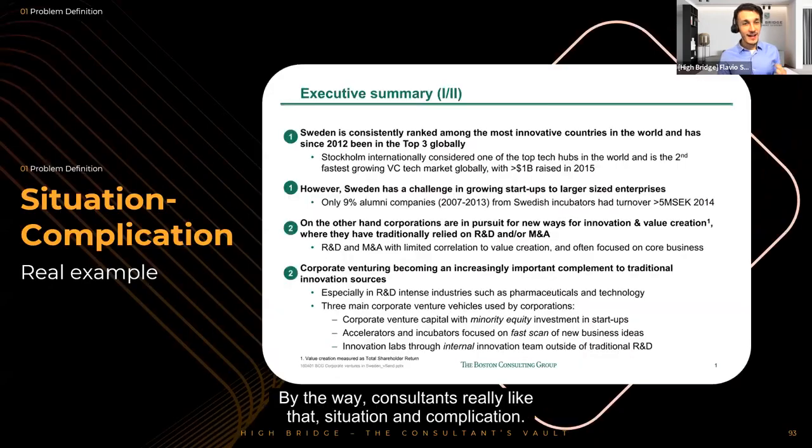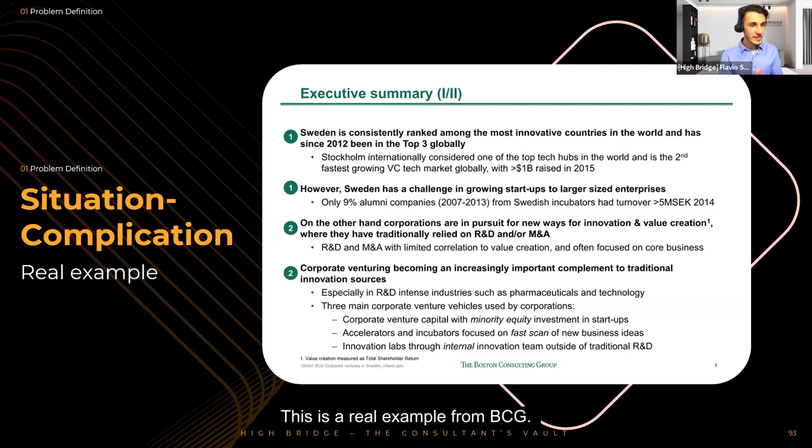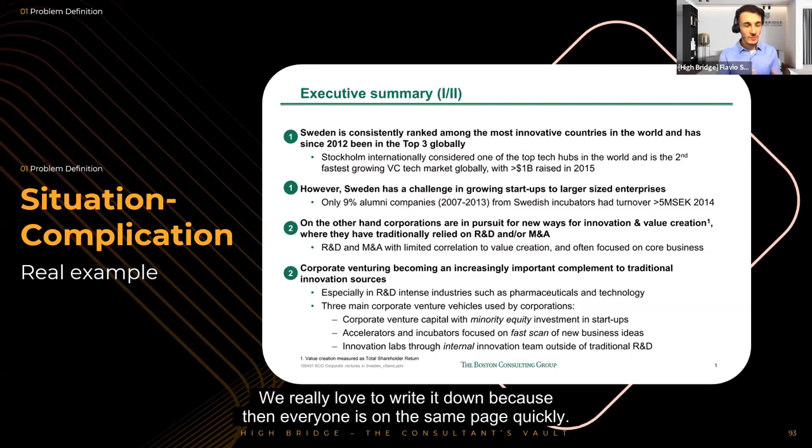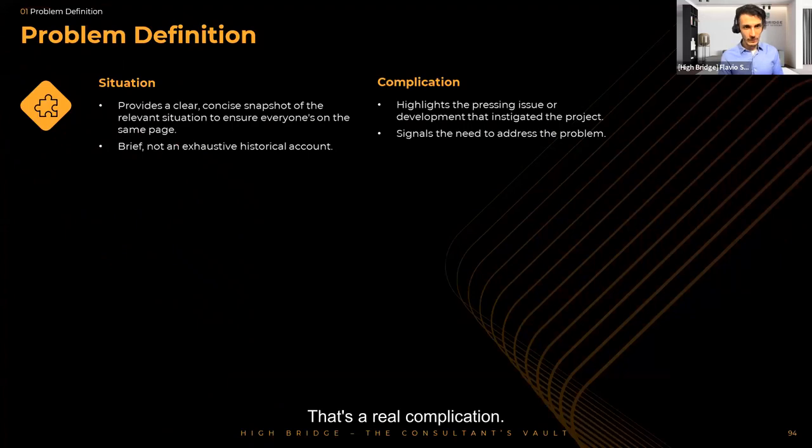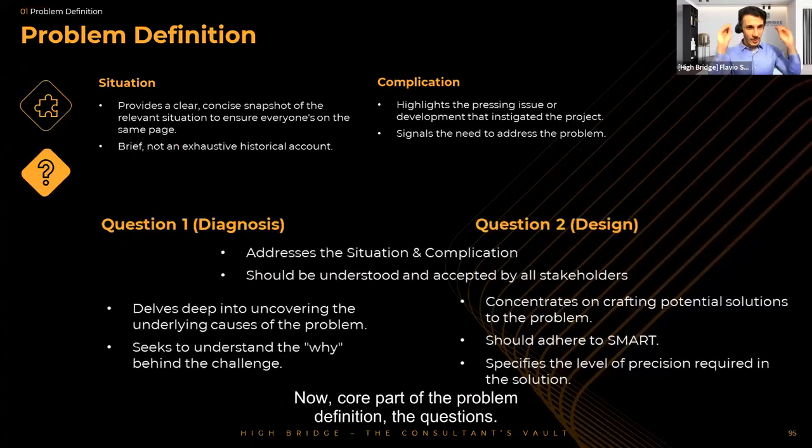Next, we have, by the way, consultants really like that, situation and complication. This is a real example from BCG, right? We really love to write it down because then everyone is on the same page quickly. Okay, here is one example in an executive summary, right? Sweden is ranked, however, Sweden has a challenge in growing startups. That's the complication, okay? Now, core part of the problem definition, the questions.